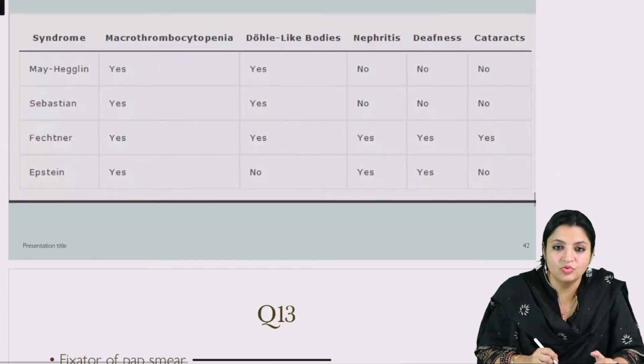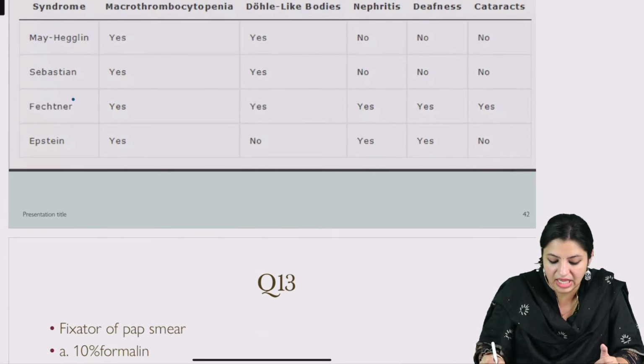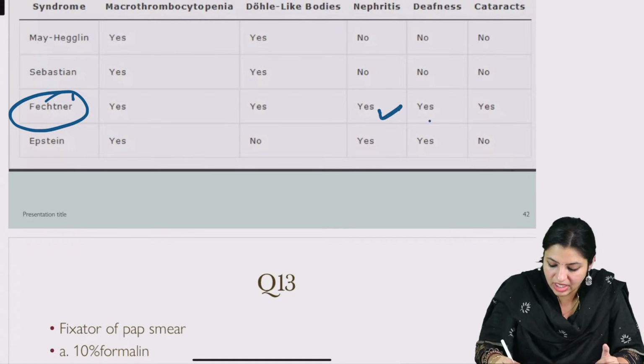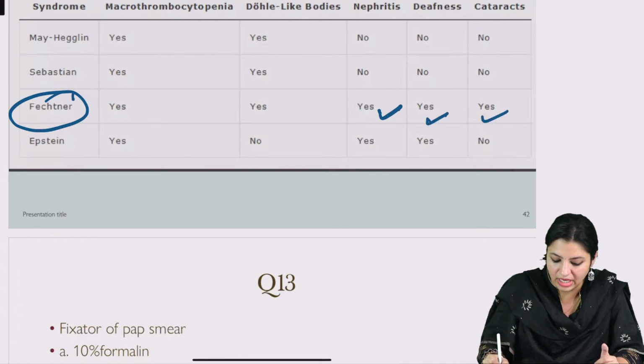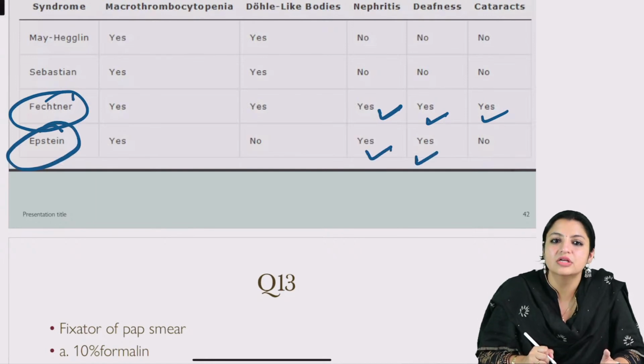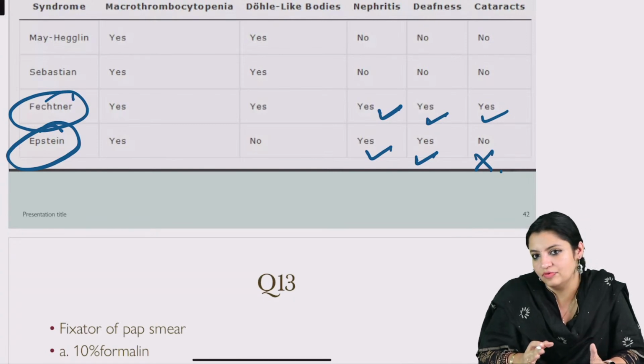Okay, so what is unique is Fechtner syndrome. Fechtner syndrome has nephritis, deafness and cataract all together, whereas Epstein syndrome has nephritis and deafness and there is no cataract. So these are all the giant platelet disorders. Okay, usually they'll not be asked in your exams. I'm just giving you a clue to remember that these are your MYH9 gene disorders. So just to give you an overview of it, that's it.